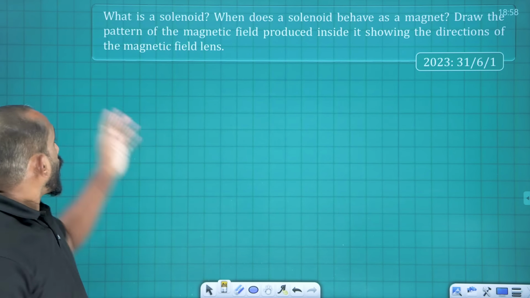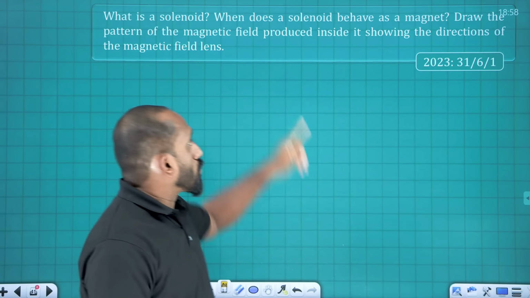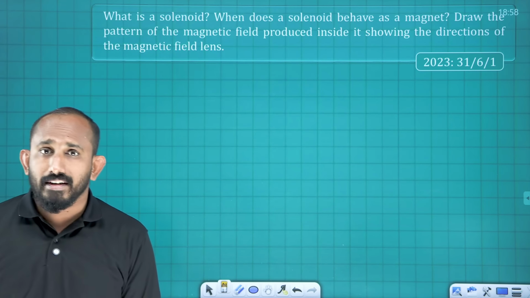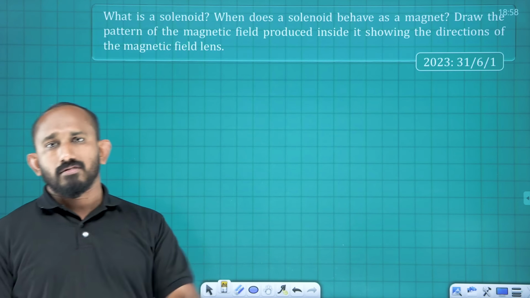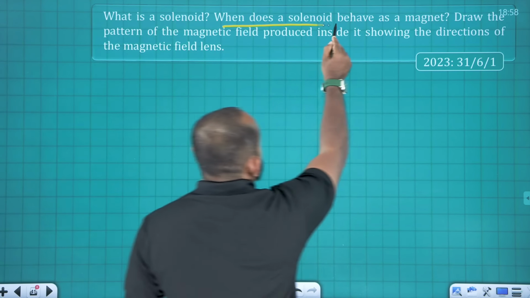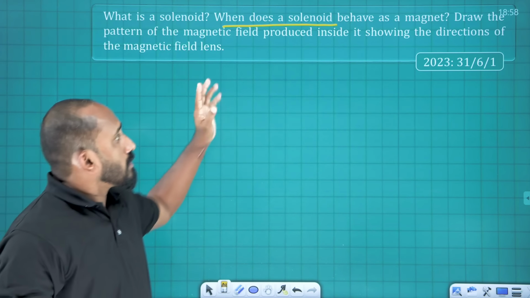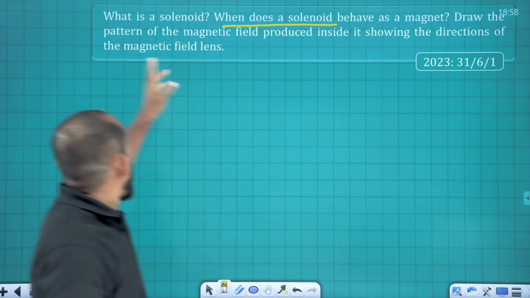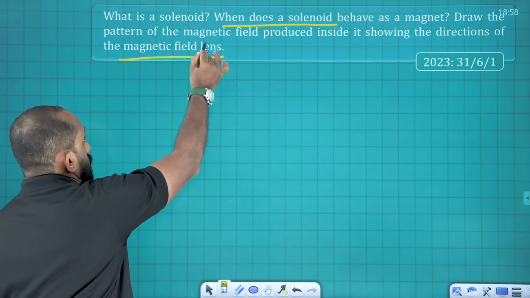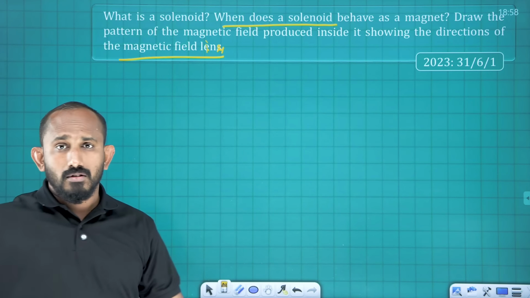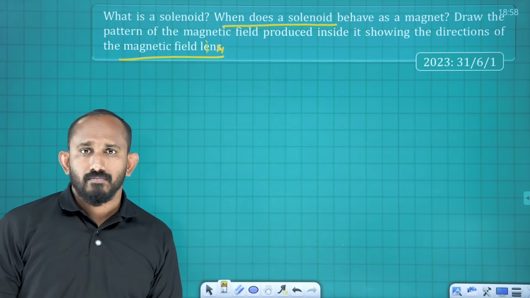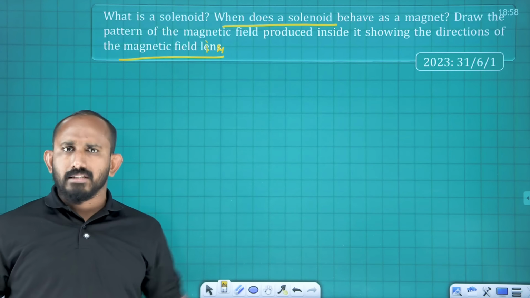See, another question. What is a solenoid? When does a solenoid behave as a magnet? When means when current passes through it, it behaves as a magnet. So another add-up. Then draw the pattern of the magnetic field produced inside it, showing the directions of the magnetic field lines. So magnetic field lines, you have to show it. Again, the same pattern you have to draw. That's fine.